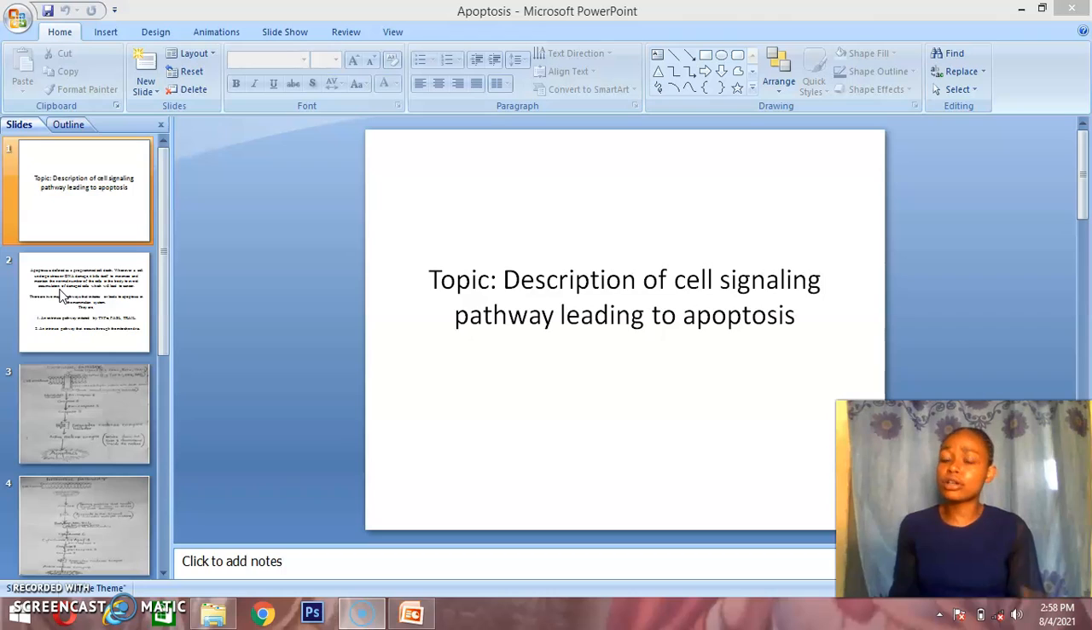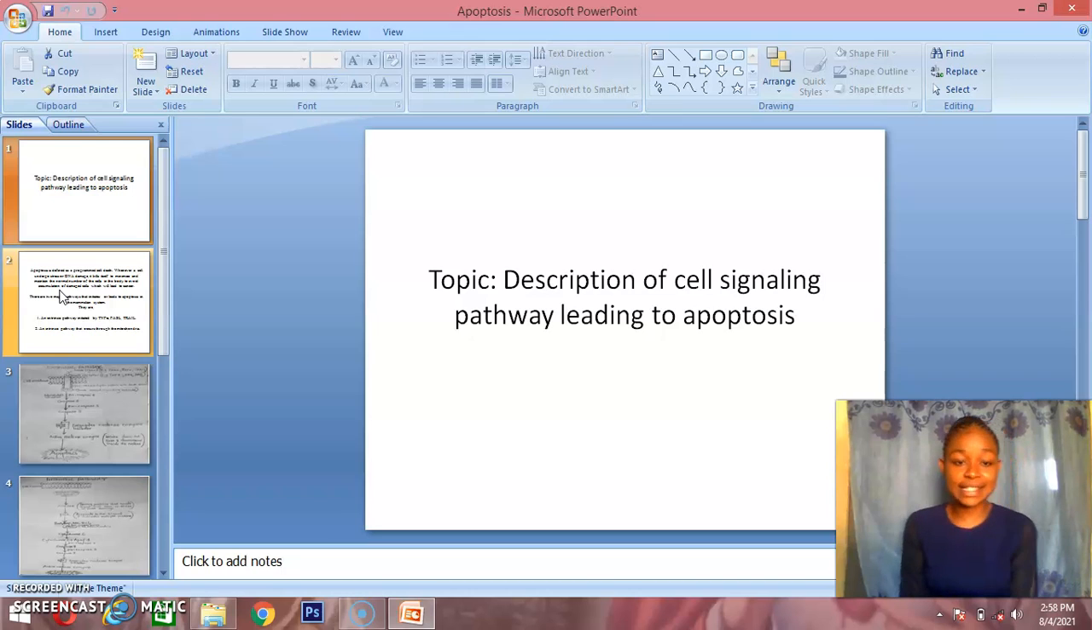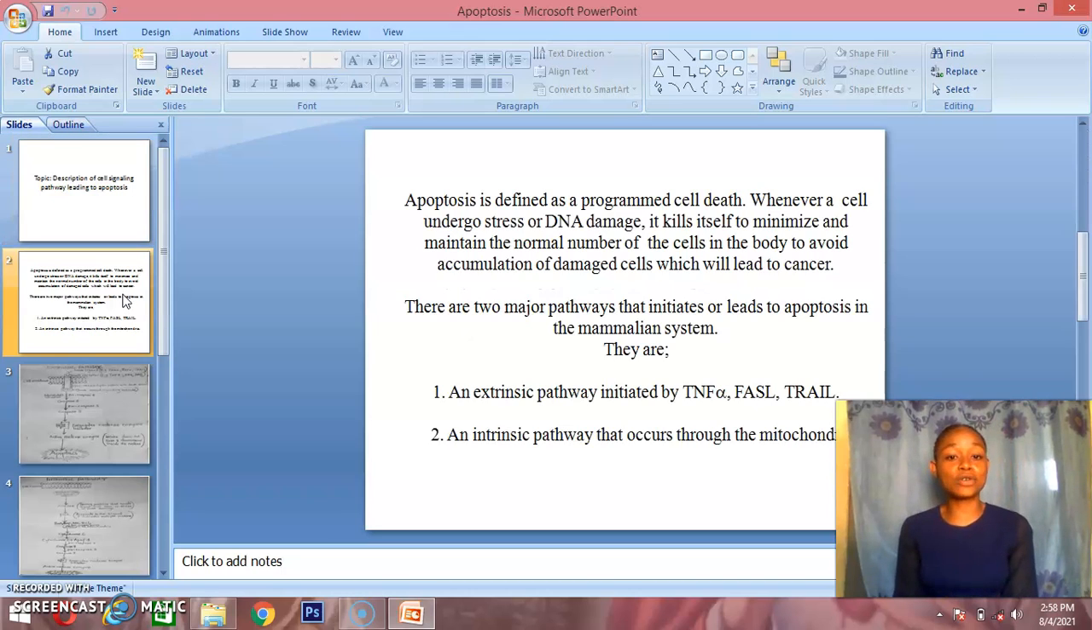But before I continue, I'd like us to know what apoptosis means. Apoptosis simply means programmed cell death. Whenever a cell undergoes stress or DNA damage, it kills itself to maintain the normal number of cells in the body, to avoid accumulation of damaged cells, which would lead to cancer.